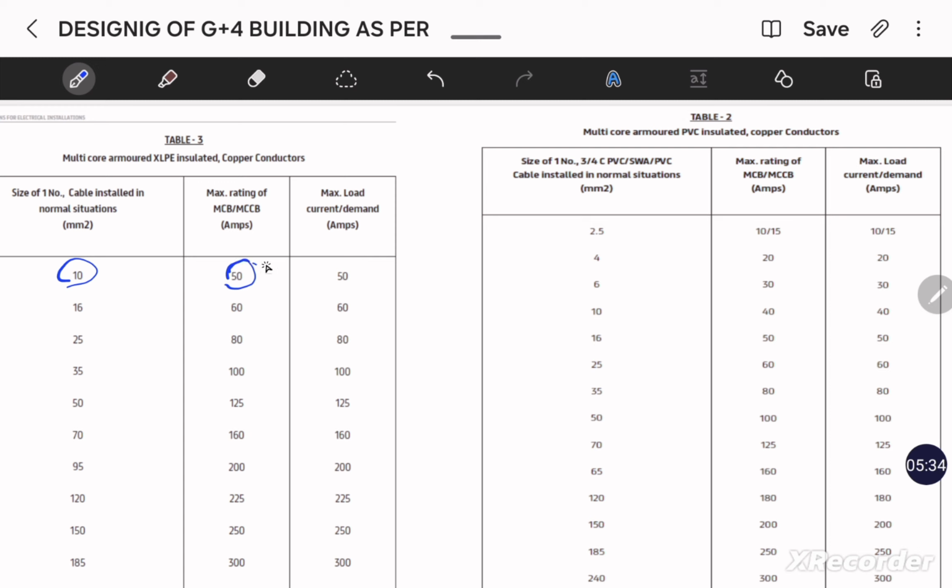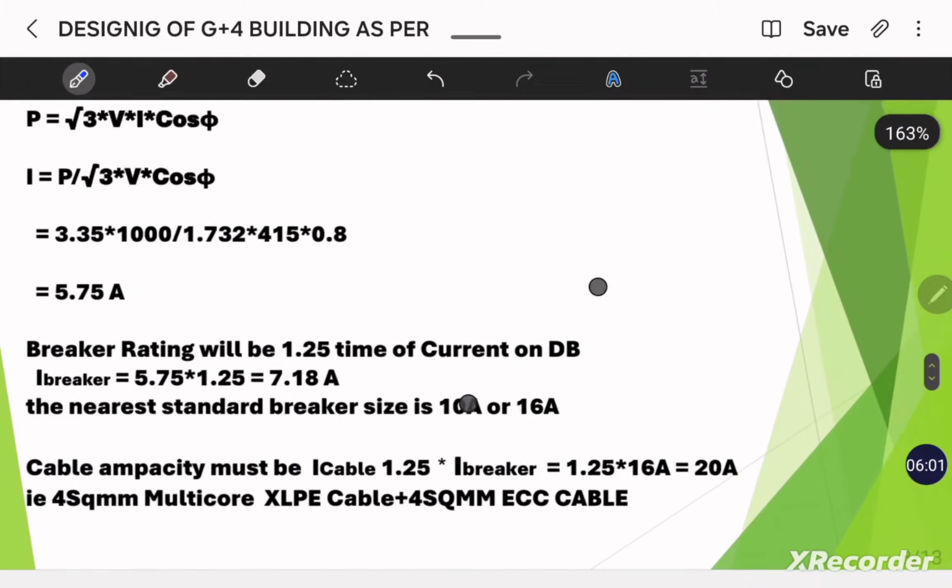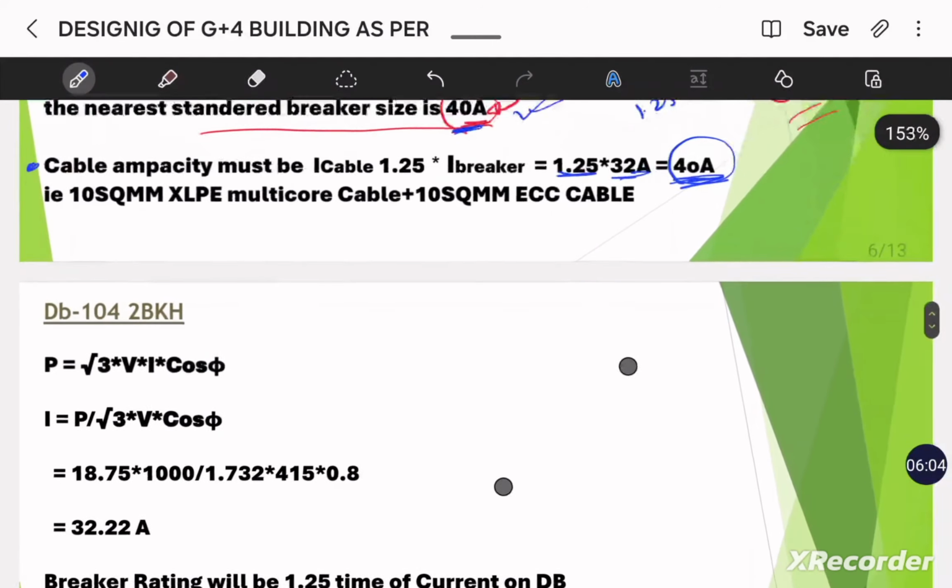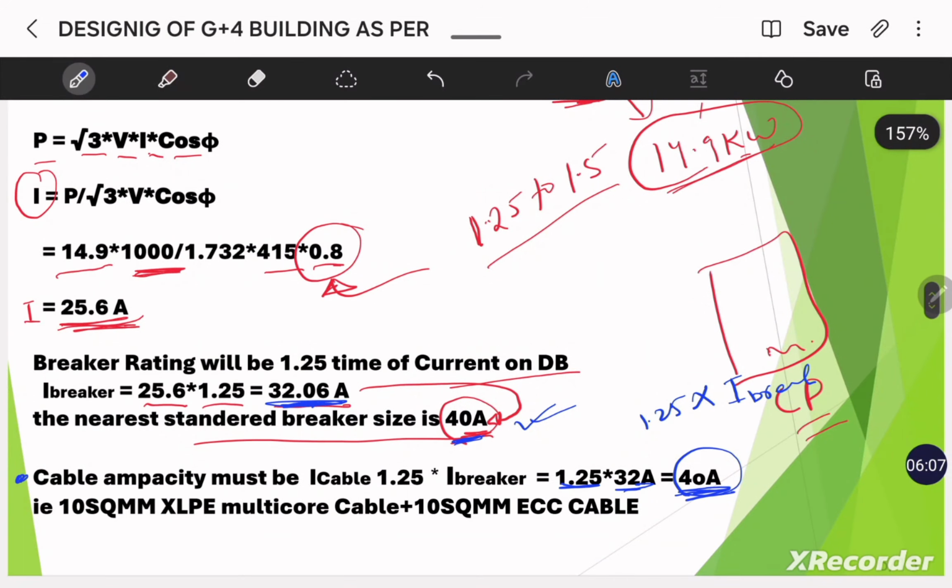is 50 ampere. Okay, so we can choose in here also. It is for the multi-core cable, and this is for the PVC cable, and this is the XLPE cable. For 40 ampere current, the cable size should be 10 square mm, as the 10 square mm cable current ampacity is 40 ampere. So we will write here our required current on the cable is 40 ampere.